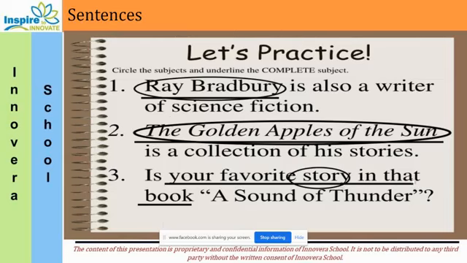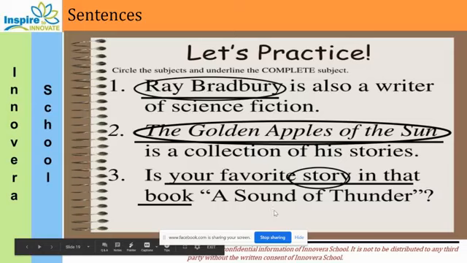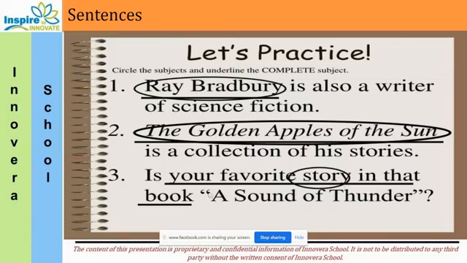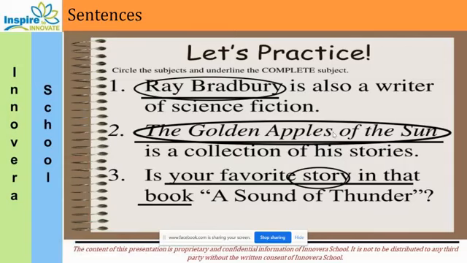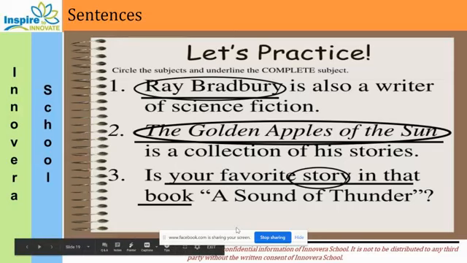Is your favorite story in that book? Okay, is your favorite story in that book? So here story is a subject. Understood? And these all are complete subject. Favorite story in that is a complete subject, but only story is a main subject. Fine. Here you can see the golden apples of the sun is a complete subject also or main subject also. Understood? And here also. Clear?